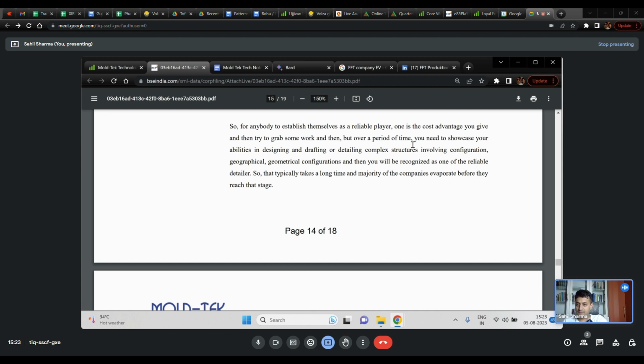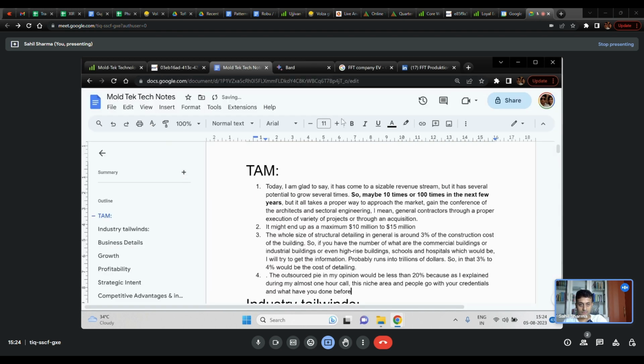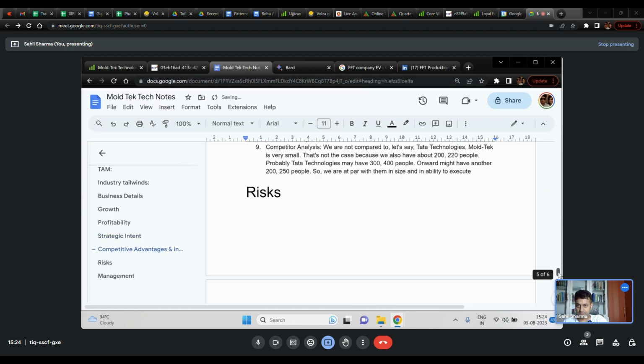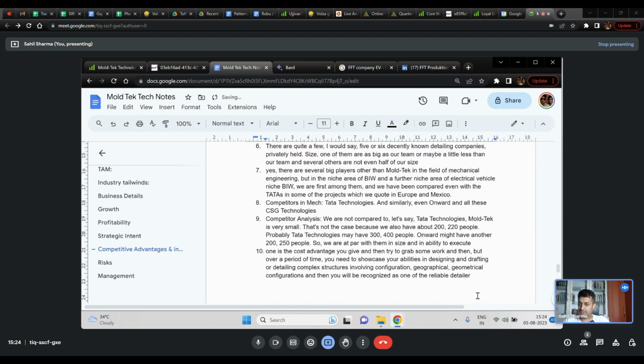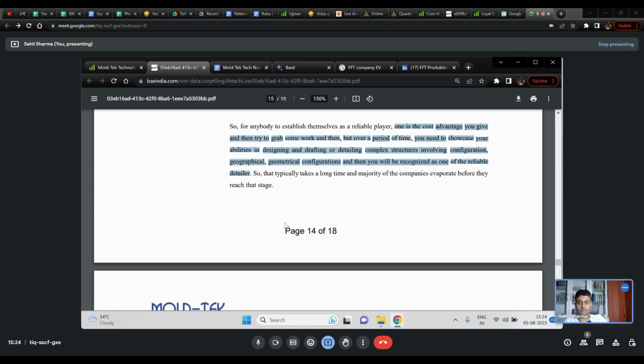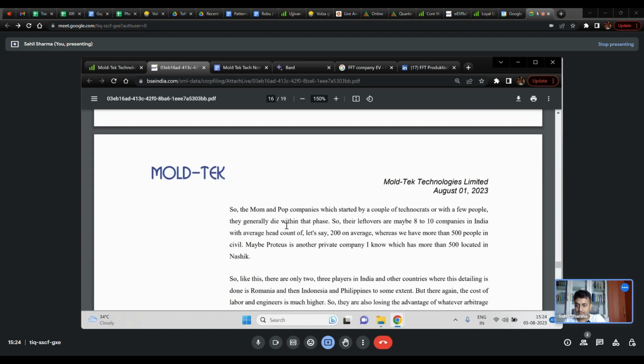Right. And then he's talked about the fact that, of course, cost advantage is important, but in addition, you also need to show your capabilities in designing and drafting and detailing complex structures involving geometrical configuration, and then you will be recognized as a reliable detailer. So all of this goes in competitive advantage. The reason all of this is important is that, unless you've done this kind of segmentation, how do you get a holistic picture of the competitive advantage and the competitive intensity for this company? That's why this is important.